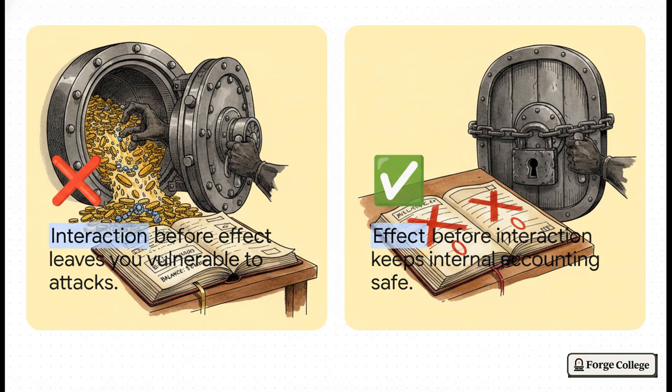Take a look at a naive withdrawal. It does the interaction first, it sends the money, and then it tries to update the ledger. A malicious contract can easily interrupt that process, receive the money, and then call the withdraw function again before the ledger ever updates. Boom, the contract is drained.